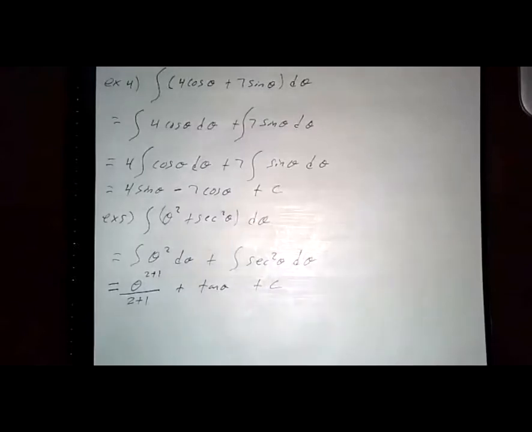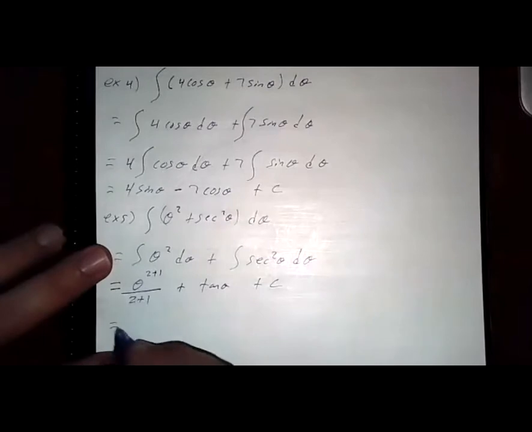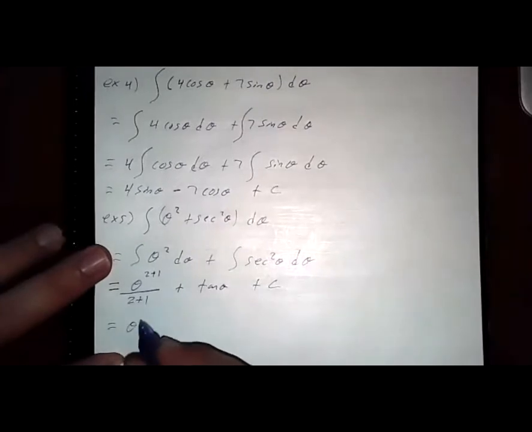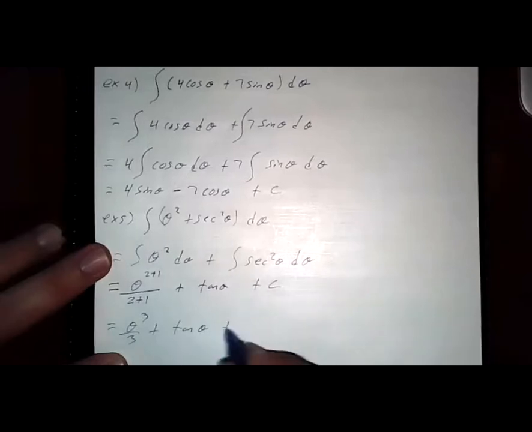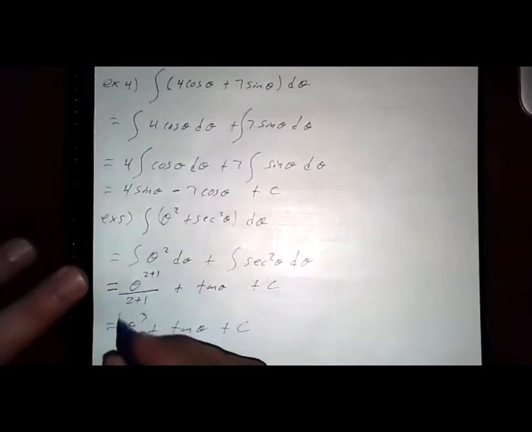Are there any questions on 4 and 5? So the answer here would be what again? It would be this one here. I should make the secant squared prettier. Okay. Theta cubed over 3 plus tangent theta plus c. This would be the answer.